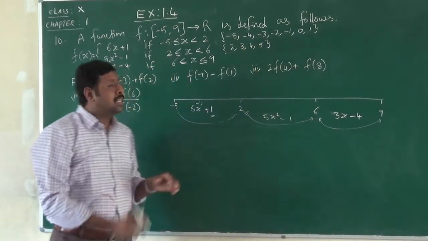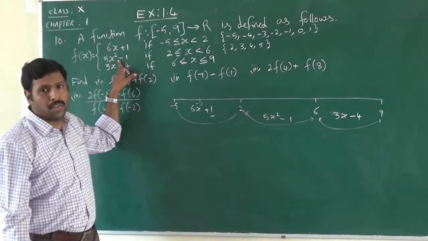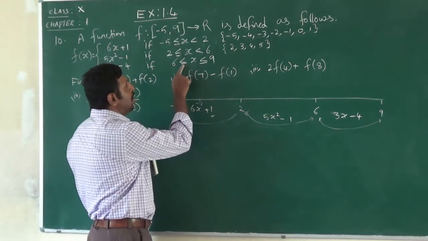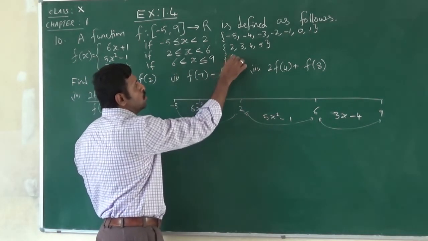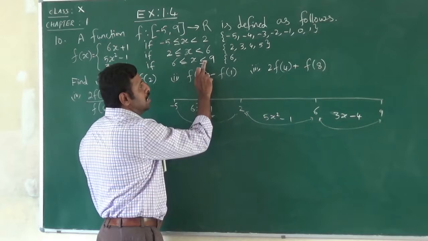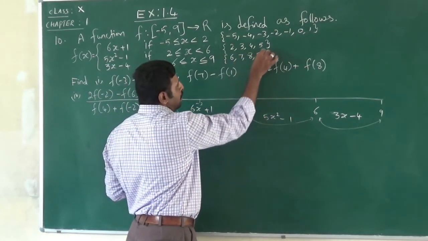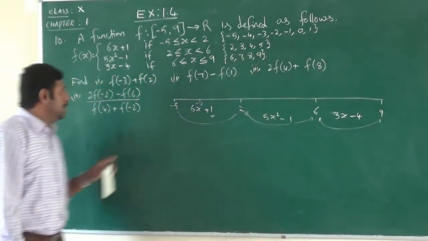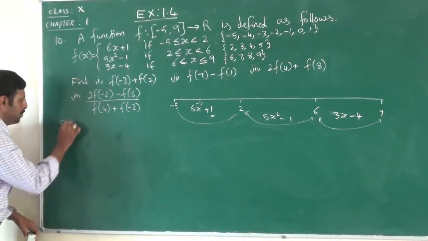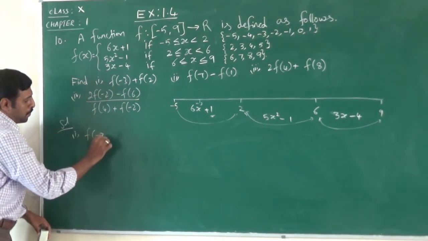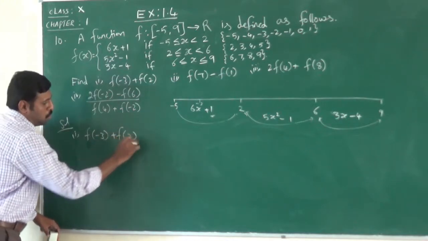These are the elements for this function f of x equals x square minus 1. And then finally we have x greater than or equal to 6. So we have to choose the numbers 6 less than or equal to x up to the number 9: 6, 7, 8, 9. Now we go to the sum. So the first Roman number is given as f of minus 3 plus f of 2.